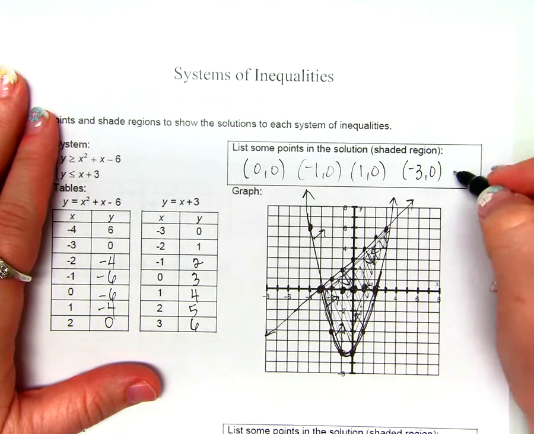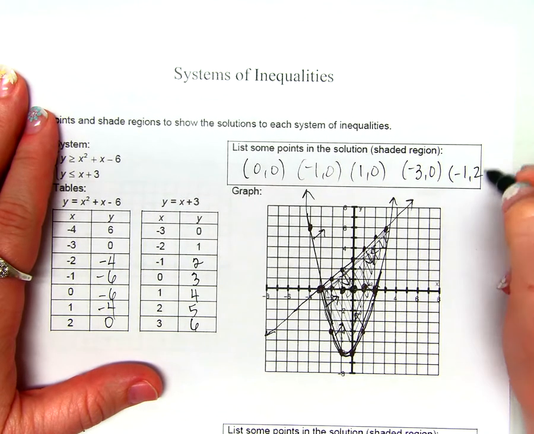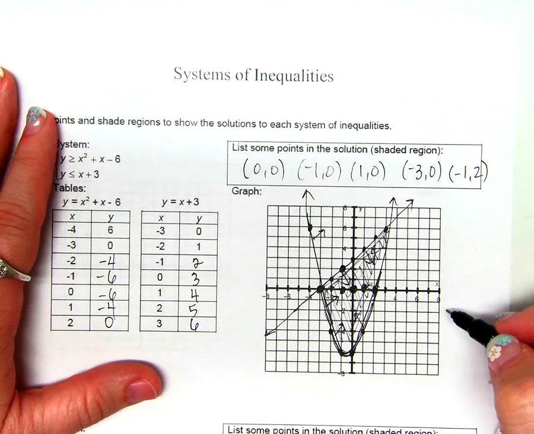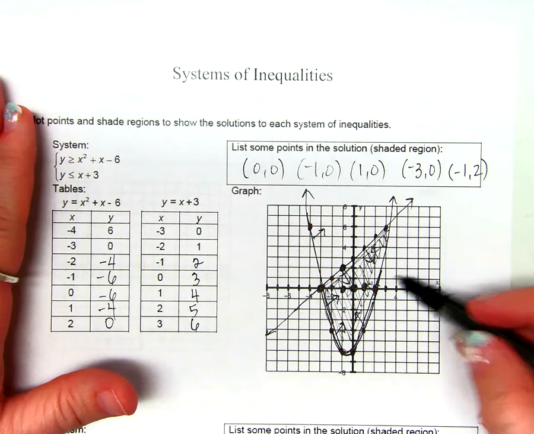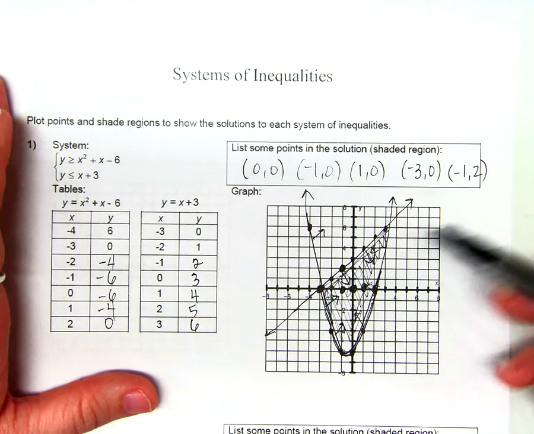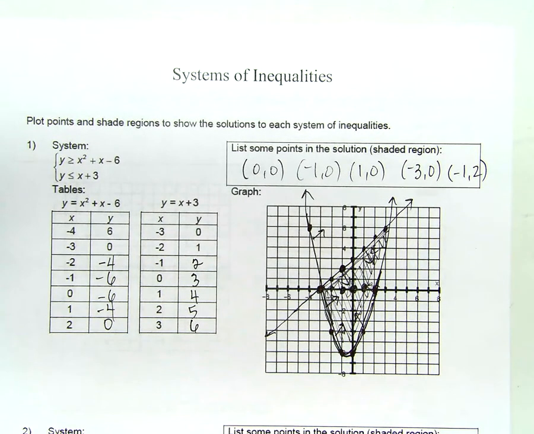So what about the point -1, 2? That one. It is, isn't it? That's part of the solution because it's on this line, and this line is less than or equal to. So that means it can be part of the solution set. Fair enough? Please look at number 3.